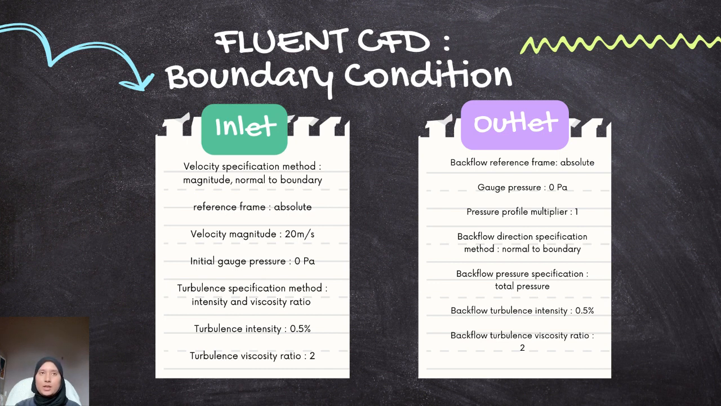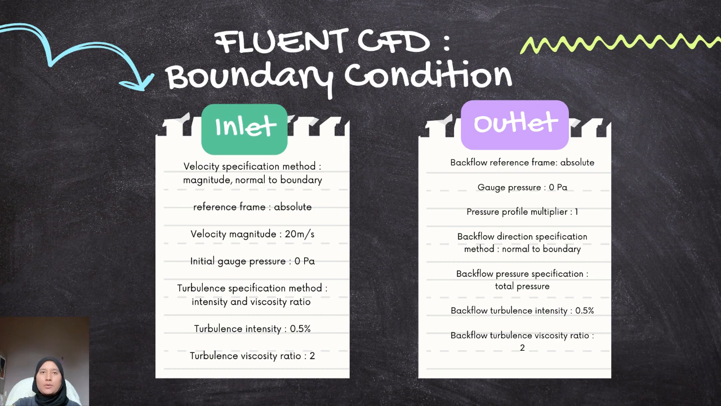Now in Fluent CFD, we set the boundary conditions the same for both designs, where the boundary conditions were divided into four parts, which are inlet, internal, outlet, and wall. For the inlet, the velocity specification method is magnitude, normal to boundary, with reference frame of absolute, and the velocity magnitude was set to 20 meters per second with initial gauge pressure at 0 Pascal, with turbulence specification method of intensity and viscosity ratio, where the turbulence intensity is 0.5% and turbulence viscosity ratio is 2.